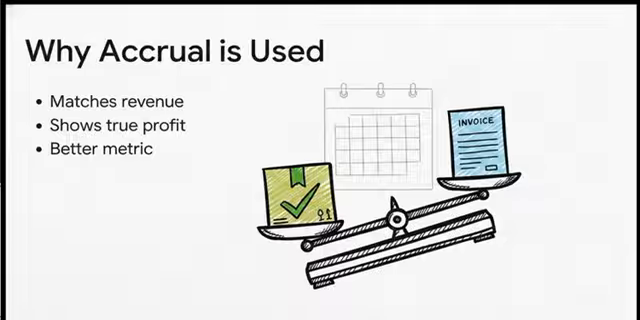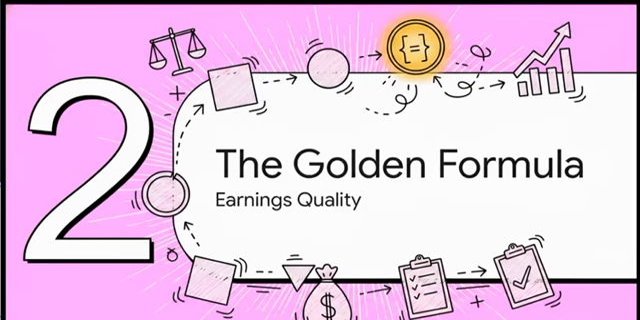So because of this matching, it shows the true profitability of a company over a specific period, which gives analysts and investors a vastly better way to measure management's actual performance. Moving on to Section 2, the golden formula. We're linking accruals to earnings quality.